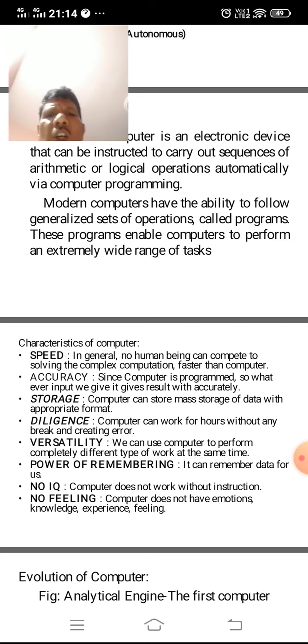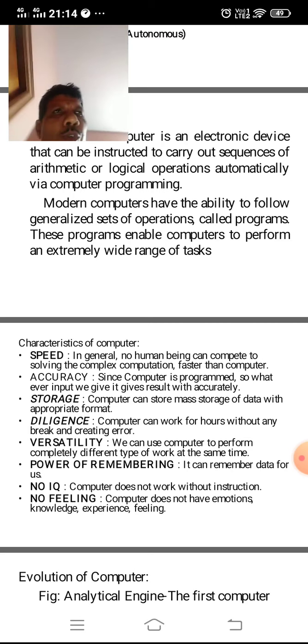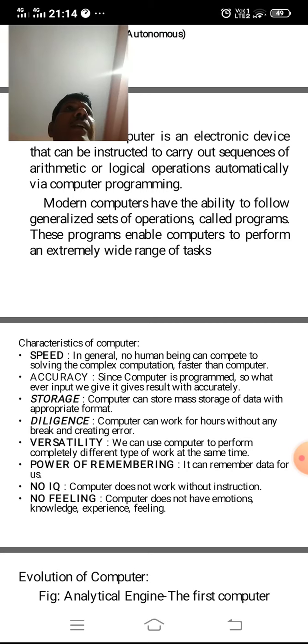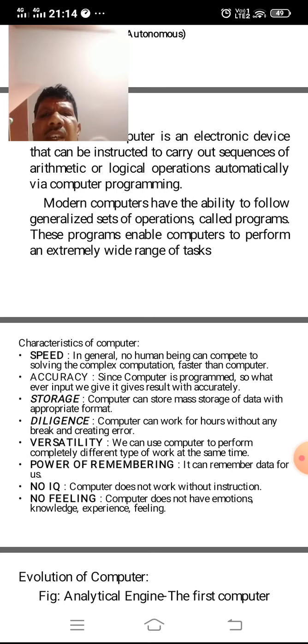Then versatility. We can use a computer to perform completely different types of work at the same time. That means computers can be used at the same time for different purposes. Generally, computers are used to perform calculations, storage, network, and different types of tasks can be done at a time. So that is called versatility.